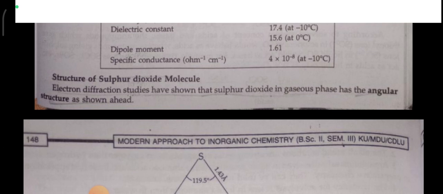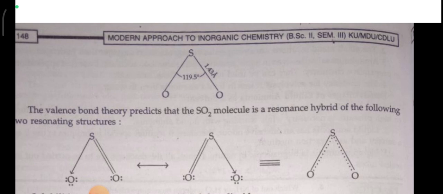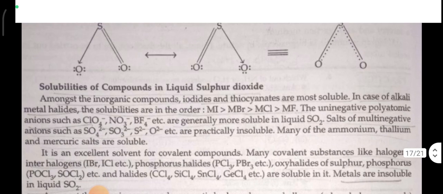Structure of sulfur dioxide molecules. Electron diffraction studies have shown that sulfur dioxide in the gaseous phase has an angular structure. The valence bond theory predicts the SO2 molecule is a resonance hybrid of the following two resonating structures.